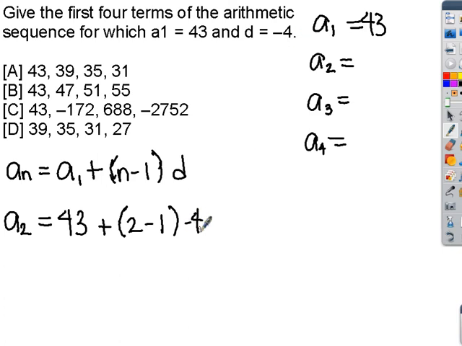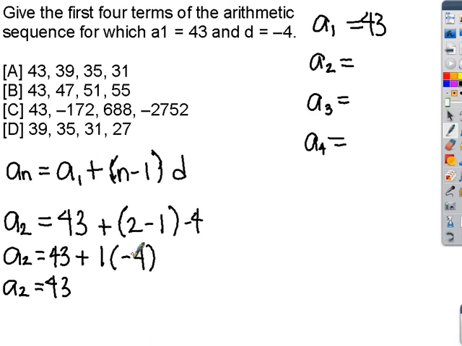So the second term equals 43 plus, what's 2 minus 1? I think that's 1. And then we're multiplying that by negative 4. So a sub 2 equals 43. What's 1 times negative 4? Right, negative 4. So what is 43 minus 4? Good, 39. So we're going to come over here, and our second term is 39.